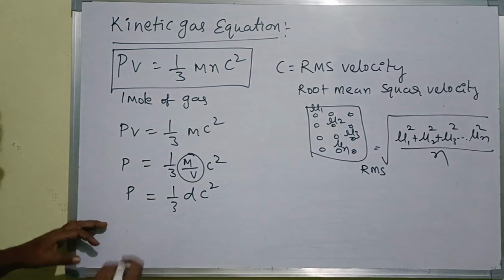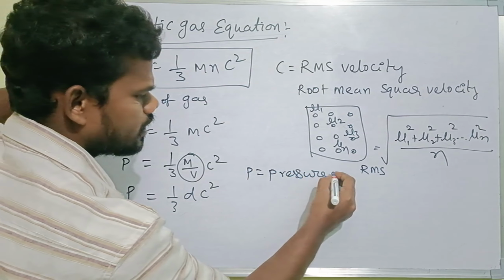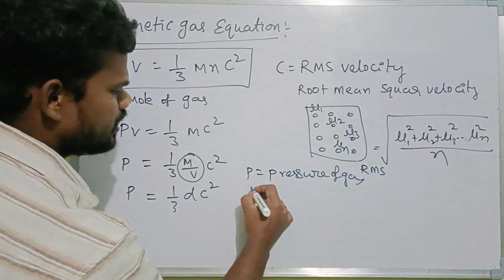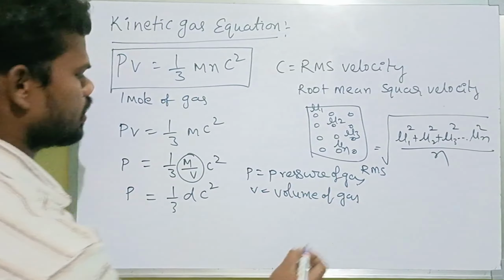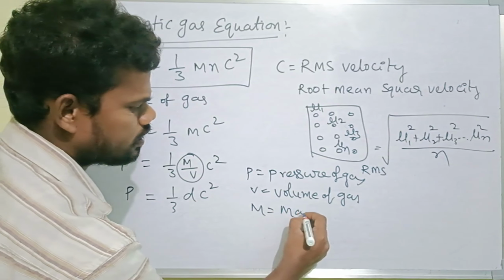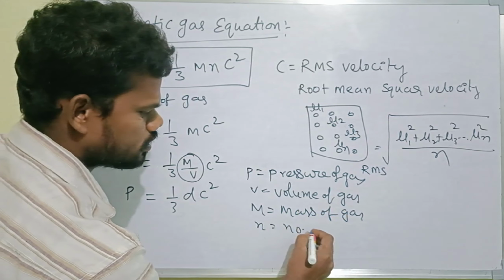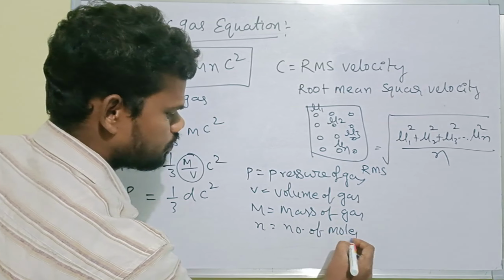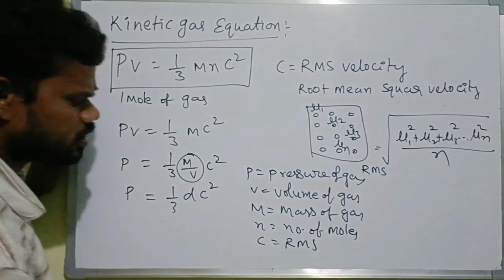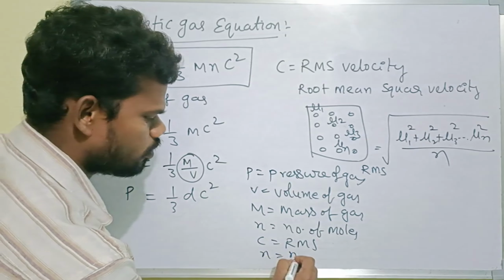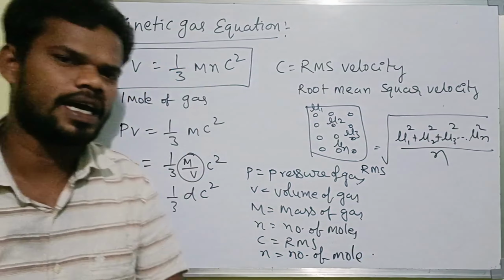Here, what are the terms we are using? P is the pressure of gas, V is the volume of gas, M is the mass of gas, and c is the RMS, which is the root mean square velocity. Then n is the number of moles. It is the kinetic gas equation.